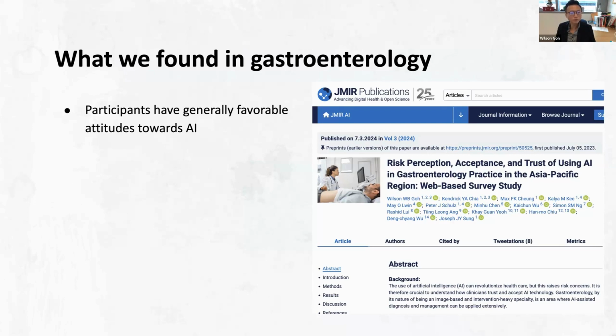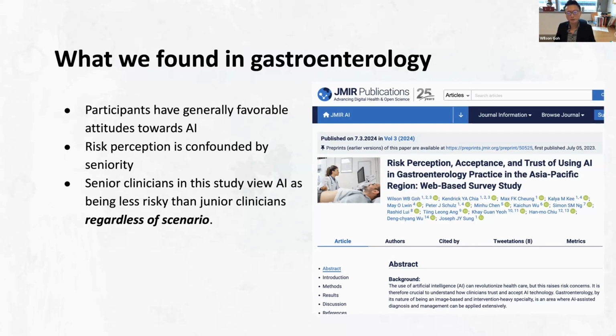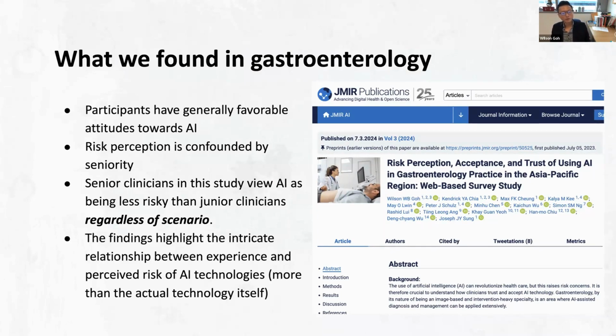So in general, the gastroenterologists and the surgeons who participated have generally favorable attitudes towards AI. The risk perception, however, is confounded by seniority. In this particular study, we found that senior clinicians view AI as being significantly less risky than junior clinicians, irrespective of the scenario. And I think that the findings highlight the intricate relationship between experience and the perceived risk of AI technologies. And I think this is a stronger effect than the actual technology itself.